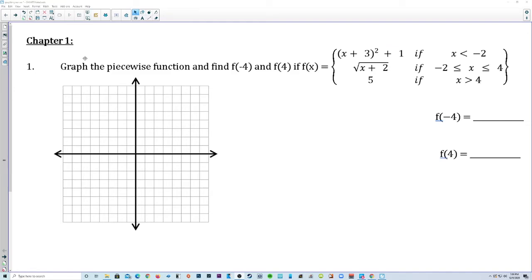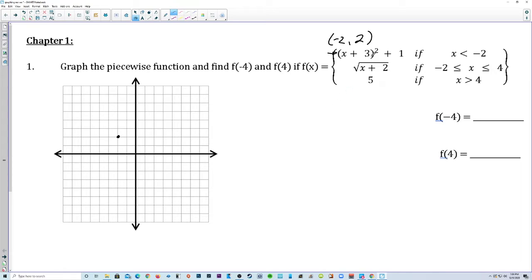Graph the piecewise function and find f of -4 and f of 4 if f of x is this piecewise function. Let's start with the top function, and we're going to plug -2 in. So when we plug -2 in here, we get 1 squared plus 1, which is 2. So we get (-2, 2) as a point.